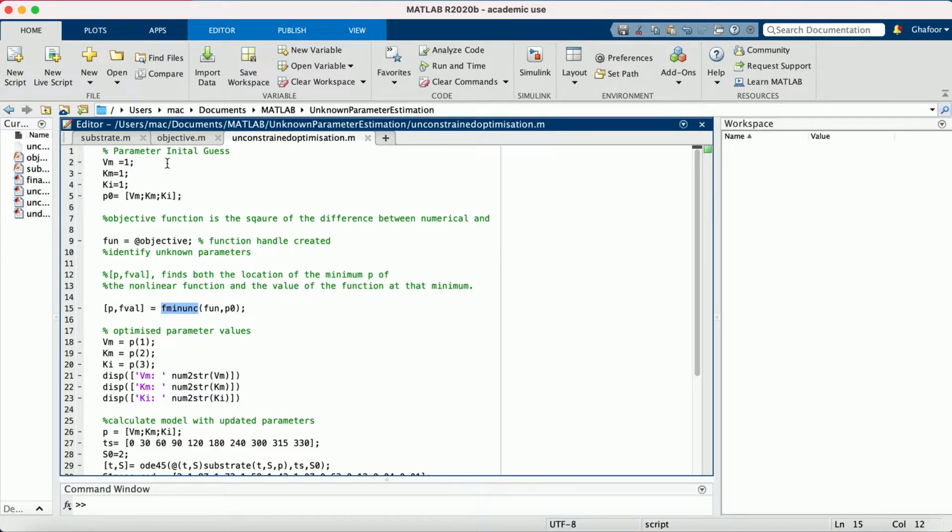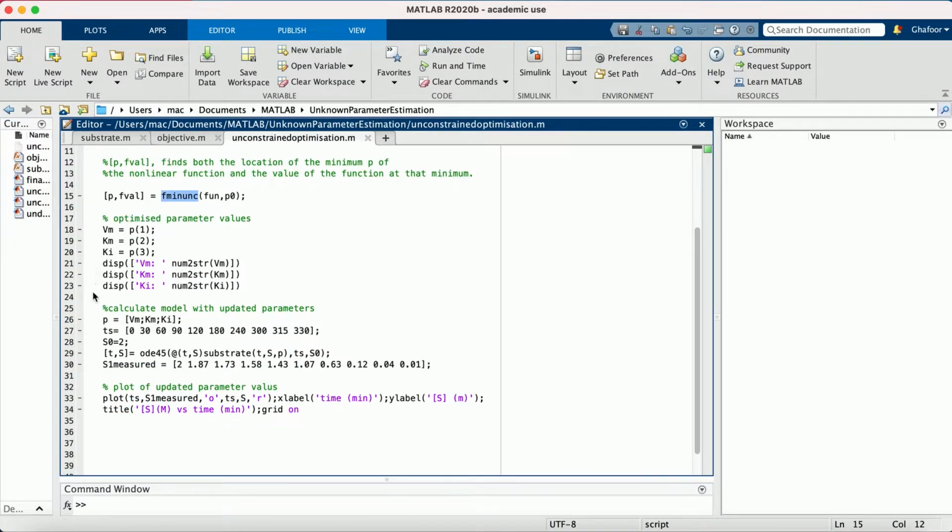Moving on into our solver file, we list our initial guesses, and these can be selected randomly, or we can look at the experimental data and guess where these values will typically lie. Over here, I'm just going to go for 1, 1, and 1 for Vm, Km, and Ki. fval in line 15 gives us the value of those parameters that minimizes the objective function.